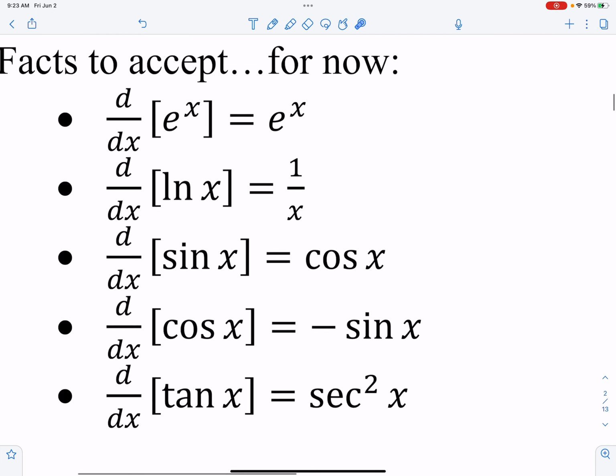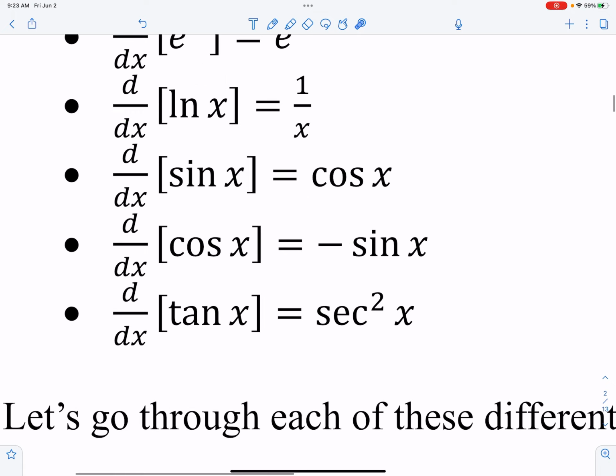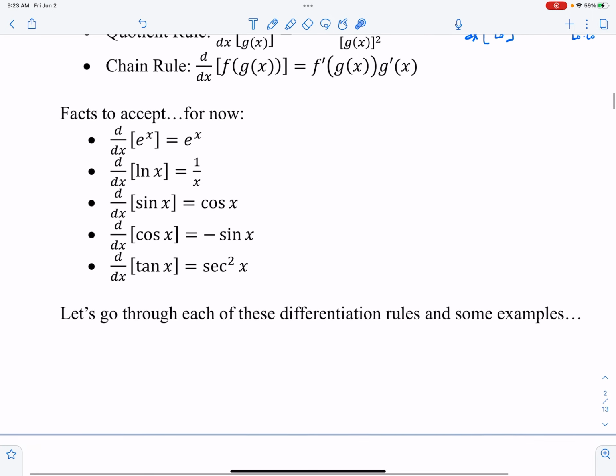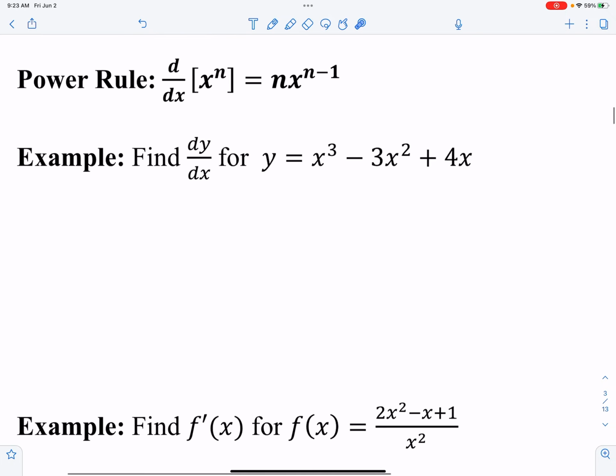And then in our class, we'll derive all of these derivatives of these transcendental functions. These are rules, facts. You just need to memorize and accept for now. So like the derivative of e to the x is e to the x. Derivative of natural log of x is 1 over x. Derivative of sine is cosine. Derivative of cosine is negative sine. And derivative of tangent is secant squared. So now we're going to work through each of these rules, some examples.